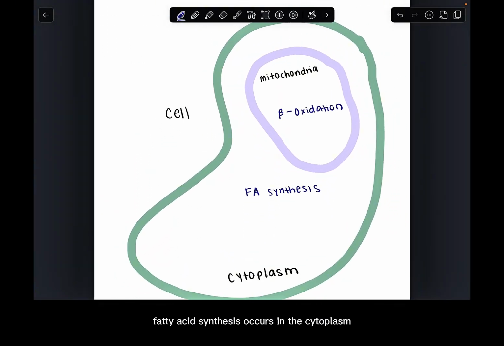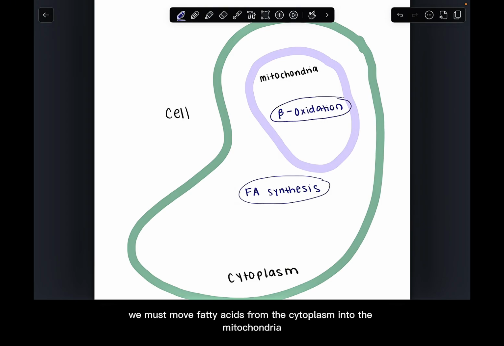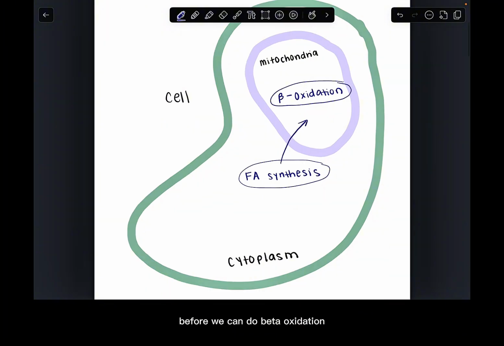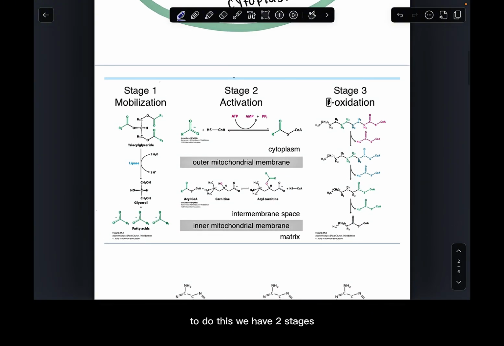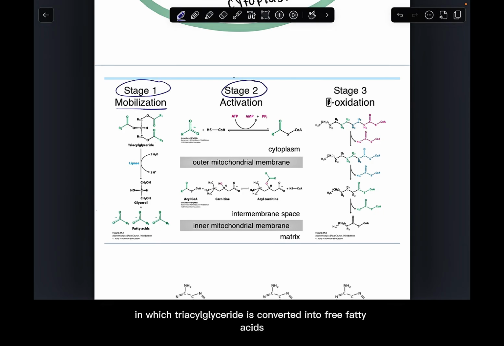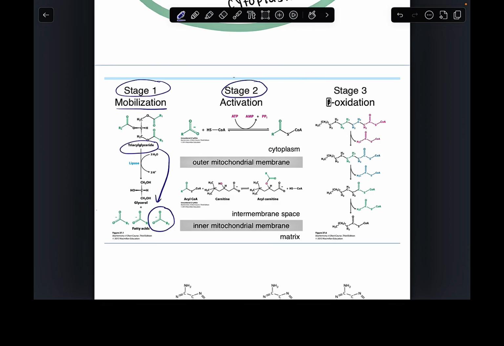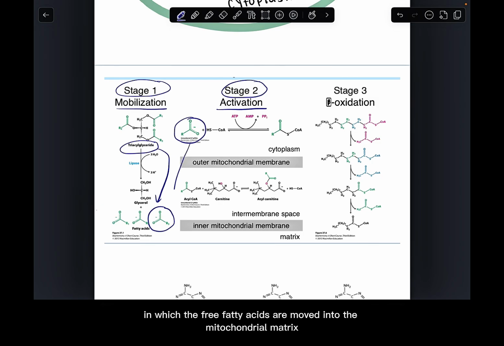Fatty acid synthesis occurs in the cytoplasm, whereas beta oxidation occurs in the mitochondria. Therefore, we must move fatty acids from the cytoplasm into the mitochondria before we can do beta oxidation. To do this, we have two stages. The first stage is mobilization, in which triacylglyceride is converted into free fatty acids. The second stage is activation, in which the free fatty acids are moved into the mitochondrial matrix.